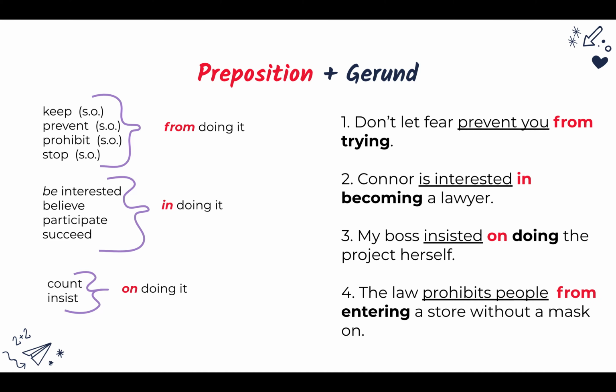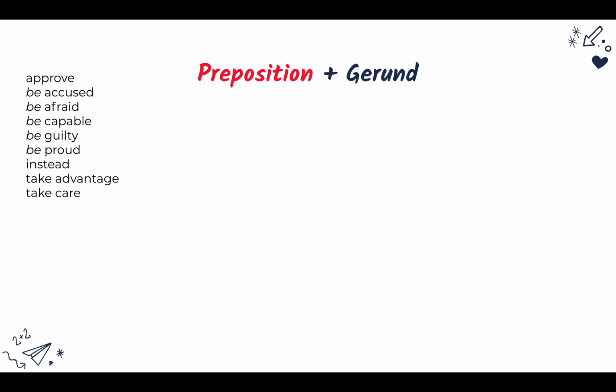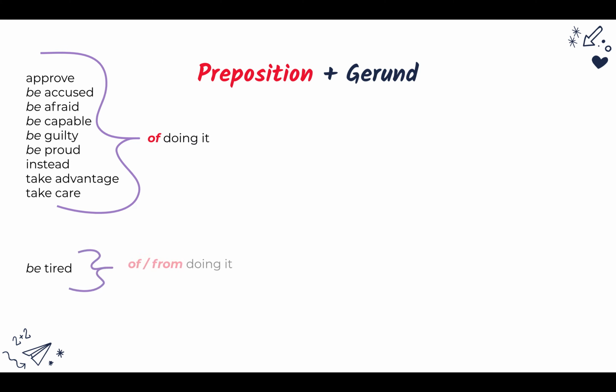Okay, moving on to our last section. Approve, be accused, be afraid. I bet you know be afraid. What preposition would you use with afraid? We'd use of, right, for this whole category. Be tired, right? So when you've done something again and again and you're so sick of it, we can use of, or the preposition from, right? I'm so sick of doing the dishes, I want to take a night off.